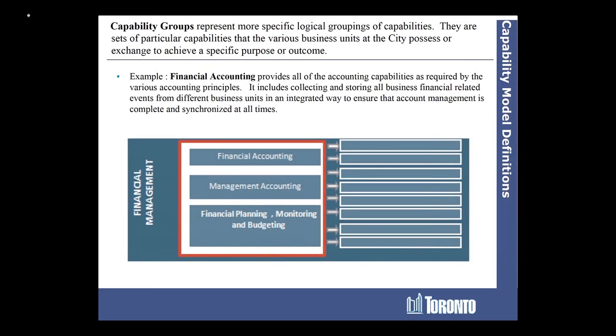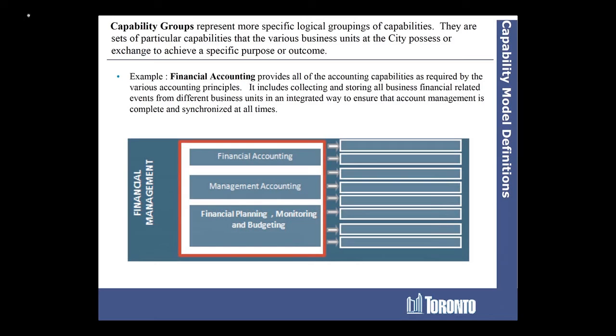The capability group is a logical grouping of capabilities. So inside a domain, we have multiple capability groups. And by the way, I actually have a slide of all of the capability groups and all of the domains and capabilities on the last slide of this, so you'll get a sense of what we're talking about overall. But they are logical groupings of capabilities. So we're taking a particular set of capabilities that were within the various business units of the city, and they kind of possess or exchange to achieve a specific purpose, business or business outcome. And again, classify them from a functional standpoint.